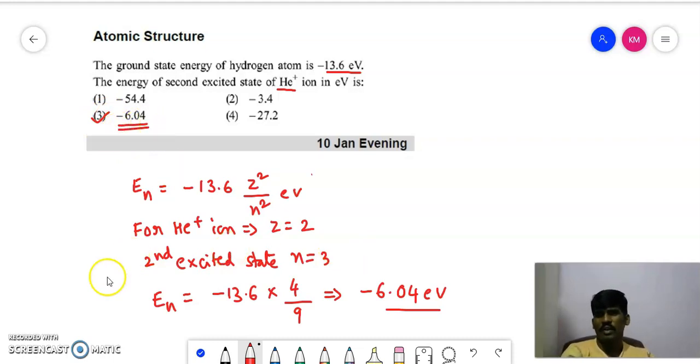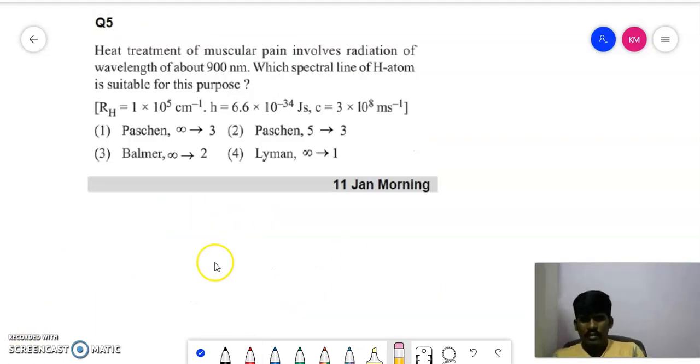Next question they have given: heat treatment of muscular pain involves radiation of wavelength about 900 nanometers. Which spectral line of hydrogen atom is suitable for this purpose? You have to find out which spectral line. N1 and N2 values are given in various spectral series, but you have to find out which series 900 nanometers corresponds to.